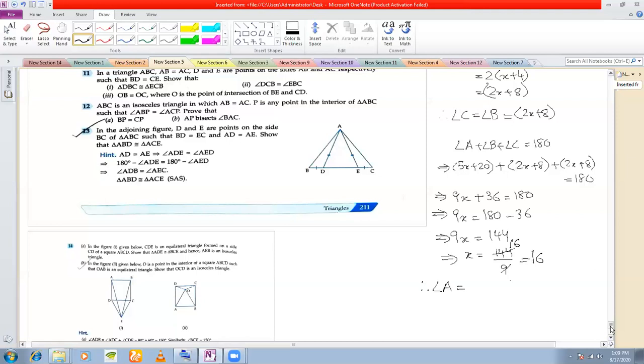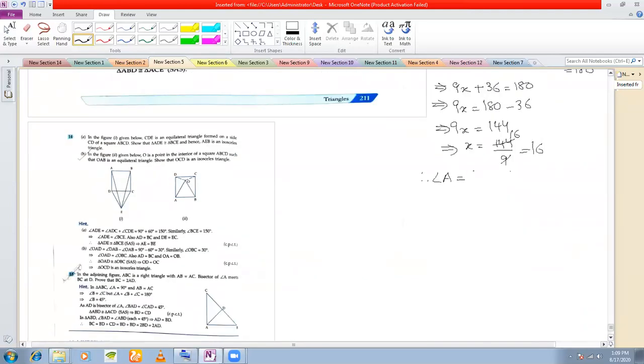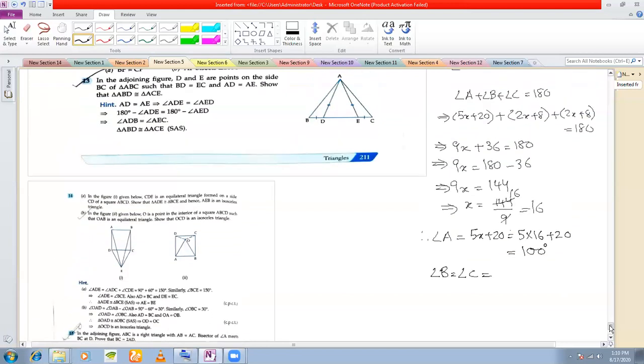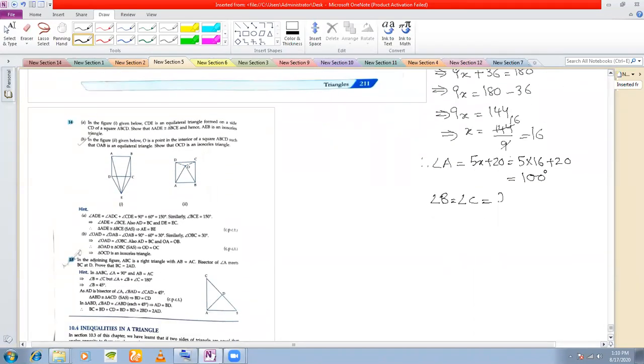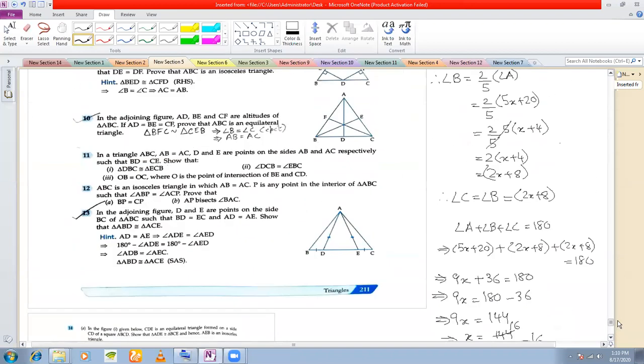What is angle A? Angle A is 5x plus 20, which is 5 into 16 plus 20. So this is how much? 80 plus 20, 100. Angle A is 100 degrees. And how much are angle B and angle C? Each of them is 2x plus 8, so 32 plus 8 is 40. Okay, so this was an easy one. Fine.